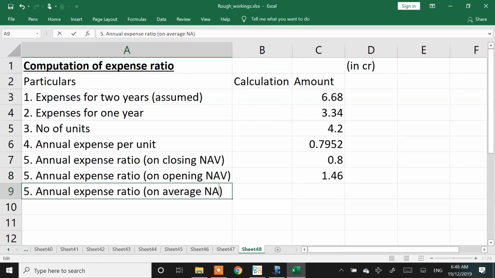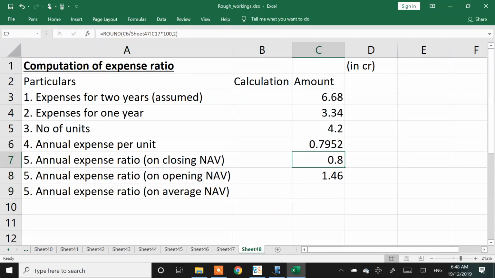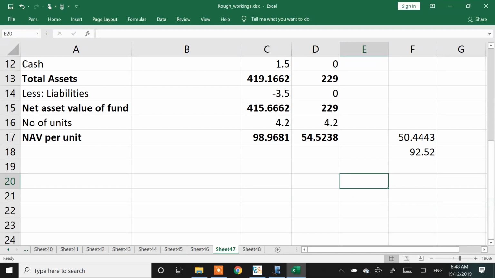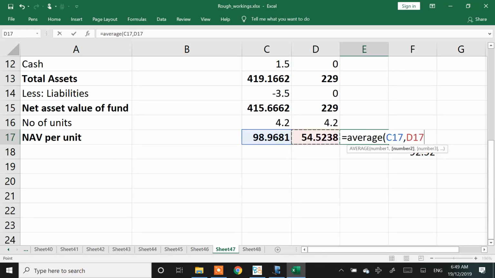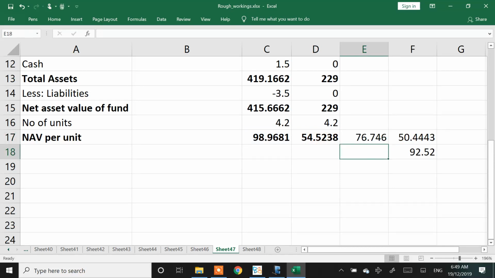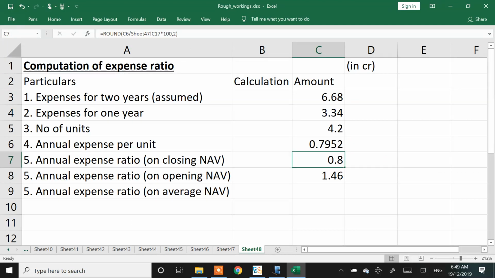on average NAV. So, for average, you will take the average of those two NAVs and then again do into 100. So, it can be 0.7952 divided by 98, it can be 0.7952 divided by 54, it can be 0.7952 divided by the average of these two, which is some 76.746. So you can do it on 98, you can do it on 54, you can also do it on average, which is 76.746. Any doubts on this?